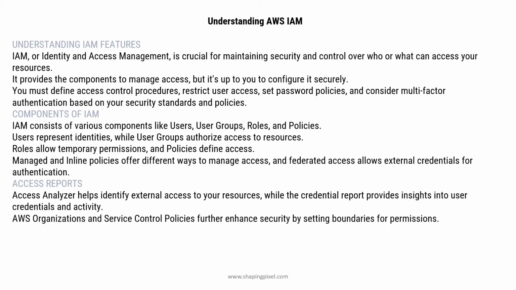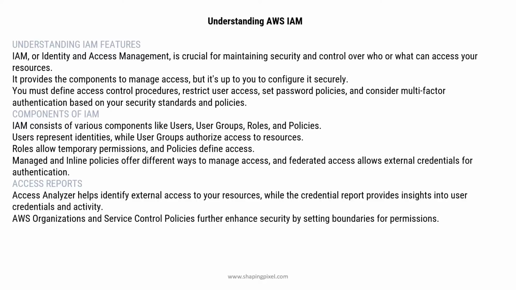If you're looking to enhance the security of your AWS account, understanding AWS IAM for secure cloud management is essential. IAM, or identity and access management, is crucial for maintaining security and control over who or what can access your resources. It provides the components to manage access, but it's up to you to configure it securely. You must define access control procedures, restrict user access, set password policies, and consider multi-factor authentication based on your security standards and policies. IAM consists of various components like users, user groups, roles, and policies.